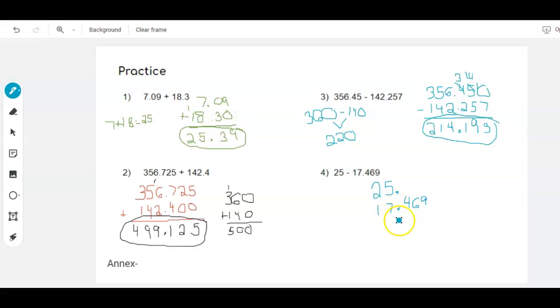All right, and what do you think you have to do? Like, hey, there's nothing up here. Well, you have to annex in those zeros just like we did before. Okay? And yeah, you can add as many zeros as you need so that they line up. Okay? So I'm going to do this in another color, ink.